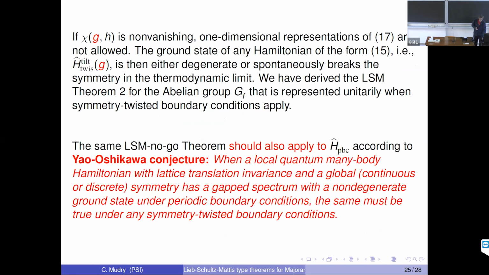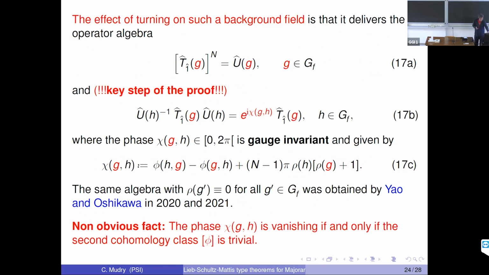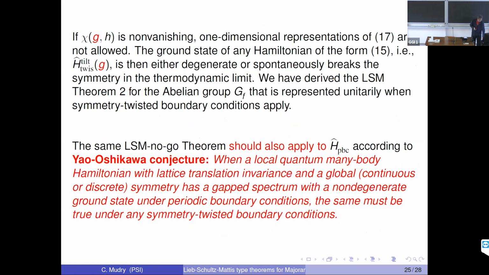And this immediately implies that if this phase chi is not 0 for all G and H, then it means that there must be a degeneracy of the ground state, which is a contradiction to our assumption. So we have proven the theorem. And now I have to close the loop.